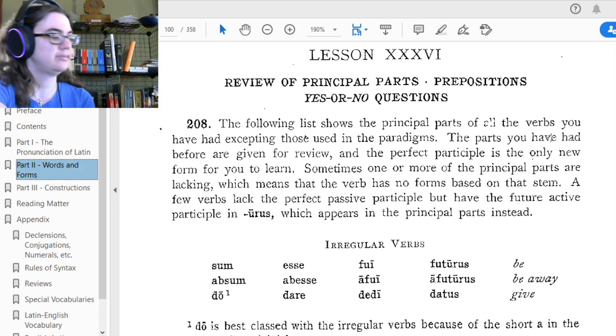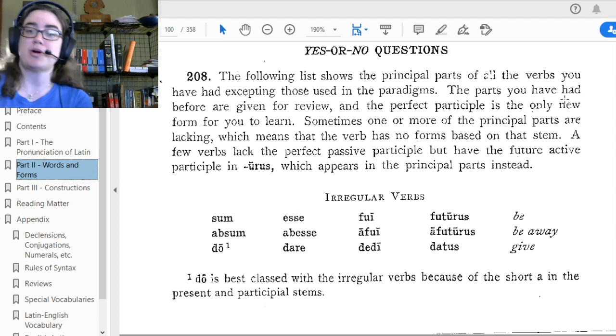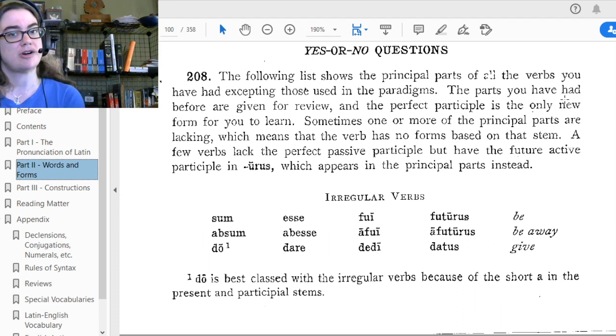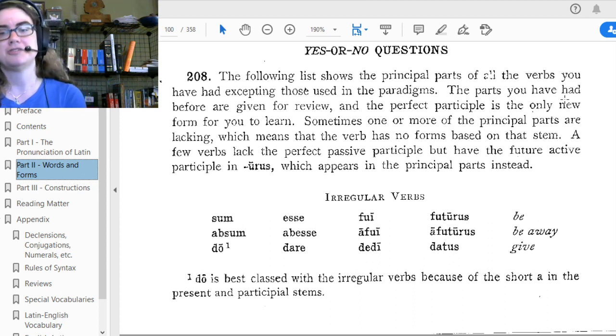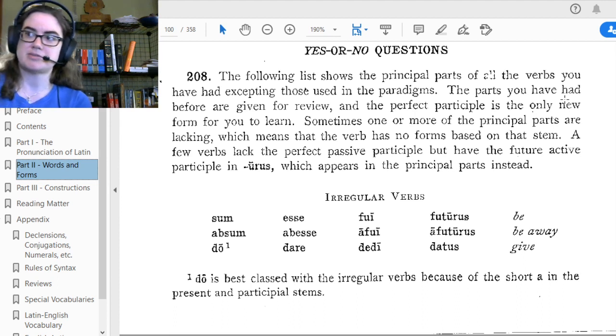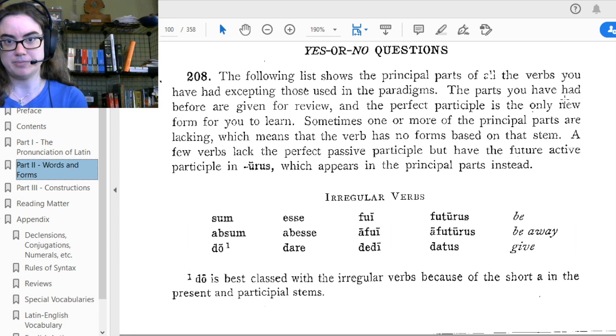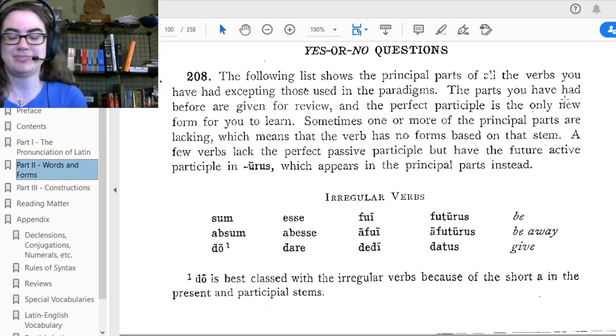Let's just review. Good plan. That'll be a good way to end. Review of principal parts. What are principal parts? Principal parts are the things you have to memorize about a verb so that you know how to form all verb tenses and moods and voices and people and number. Right? The principal parts are the 3 to 8 forms that you need to know to form everything that a verb does.